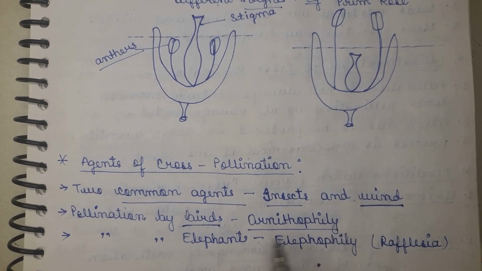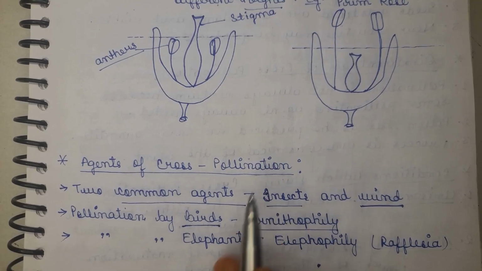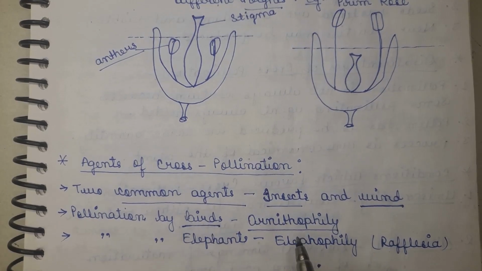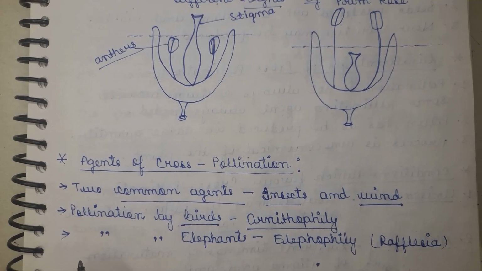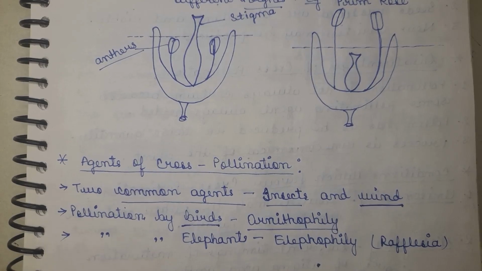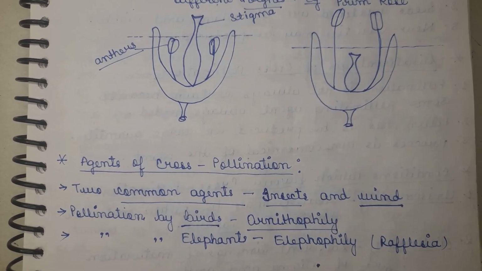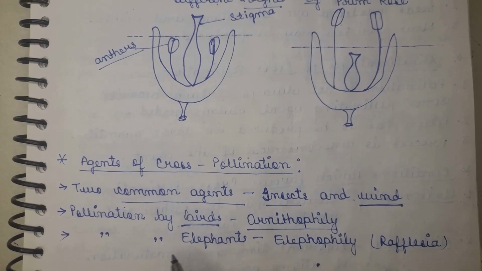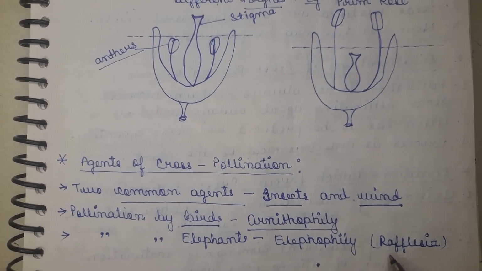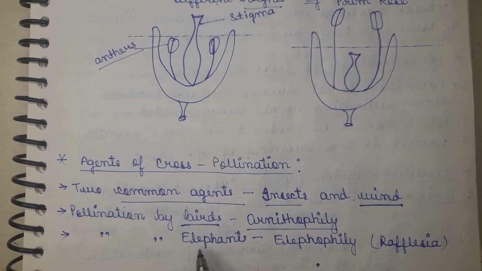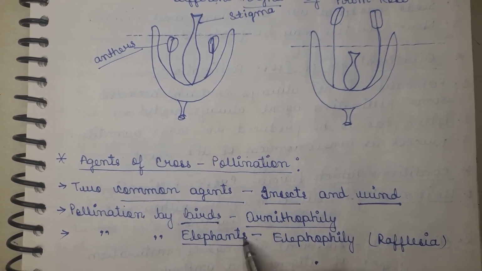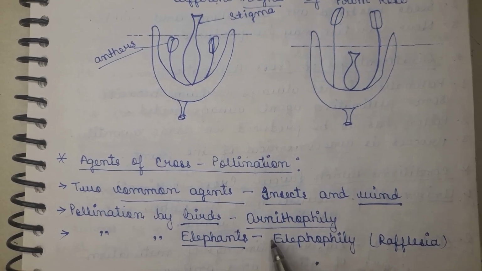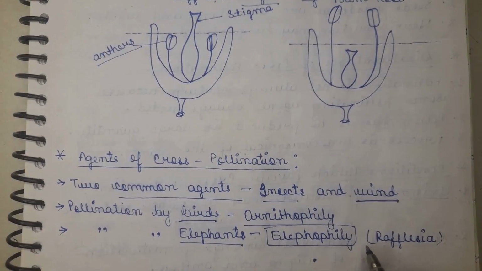This ornithophily means the pollination, or we can say the cross pollination, that is done by birds. And sometimes in Rafflesia, which is the largest flower in the world, found in Thailand, these flowers are very large in size, so sometimes these flowers do cross pollination with the help of elephants. This elephant pollination is known by the name elephantophily.